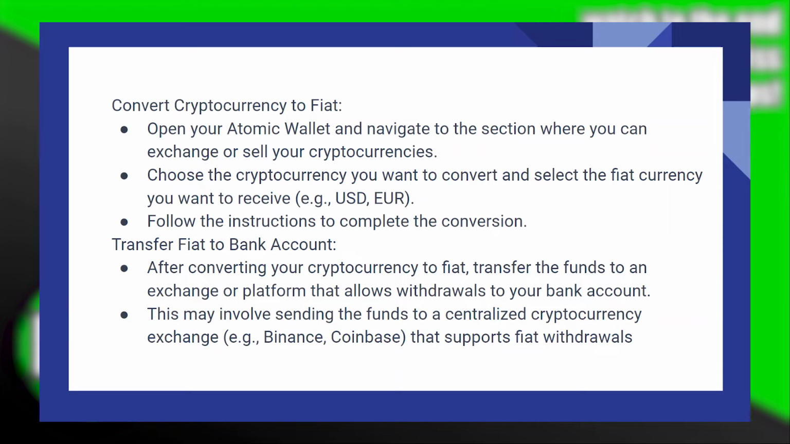What you have to do is open up your Atomic Wallet and navigate to the section where you can exchange or sell your cryptocurrencies. Now you have to choose the cryptocurrency you want to convert and select the fiat currency you want to receive, for example, USD or Euro. After that, follow the instructions to complete the conversion.